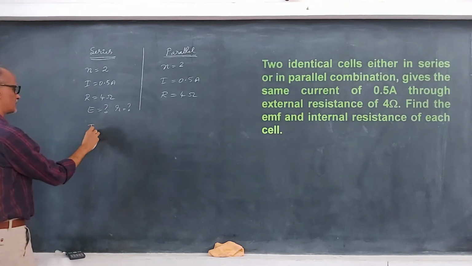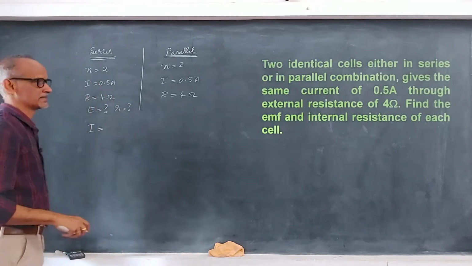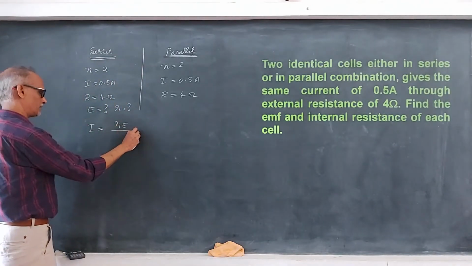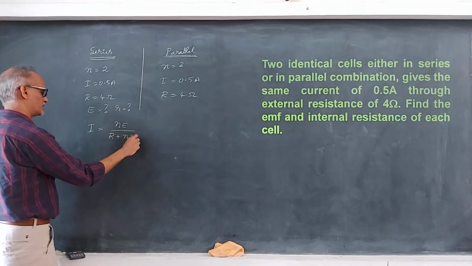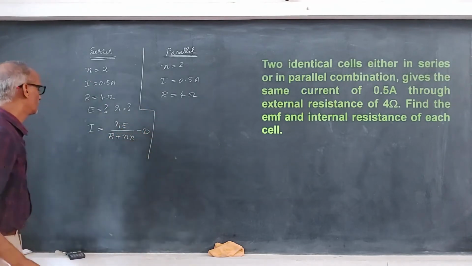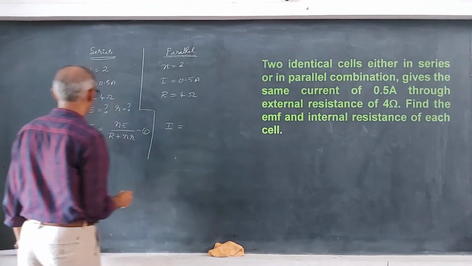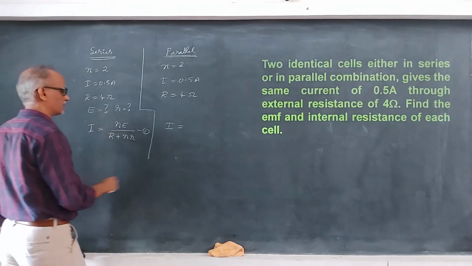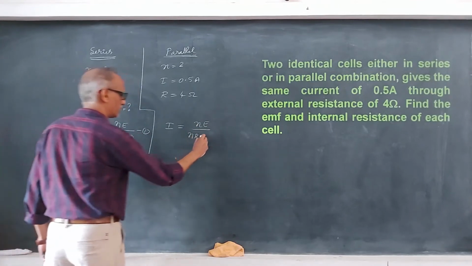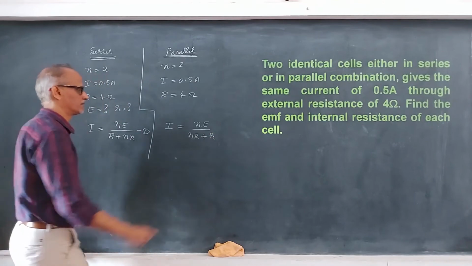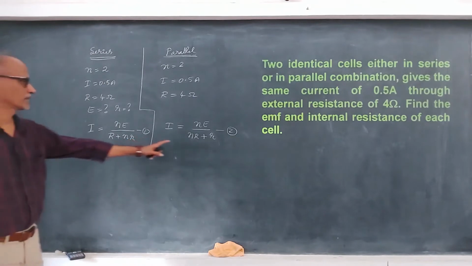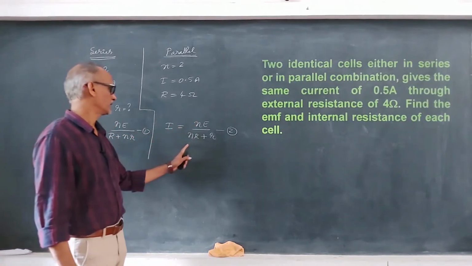So first let's write the expression for current. When n identical cells are in series, the current is given by nE by R plus nr. So this is the first equation, that's in series. When cells are connected in parallel, n identical cells, the current is given by nE by nR plus r. Just recall the formula. This is the difference, they are not the same.